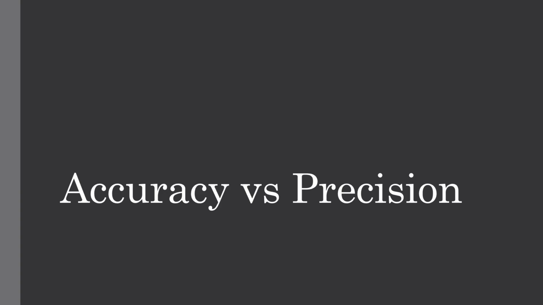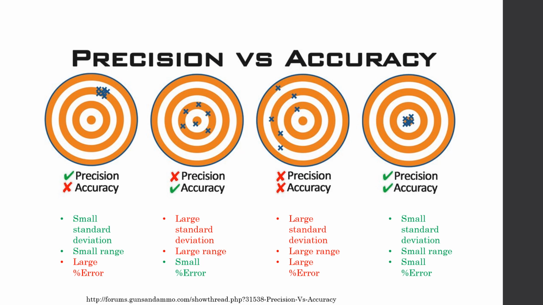So now to tie together several of the concepts that we were just discussing, I want to talk about accuracy versus precision in terms of percent error, range, and standard deviation. On this slide, you can see a pretty common illustration of precision versus accuracy. On the first dartboard here, we see a really high precision but low accuracy example.